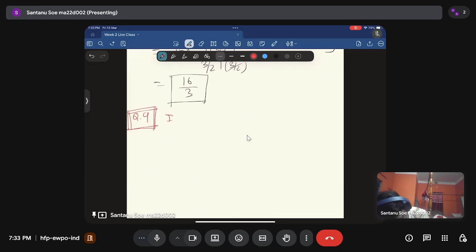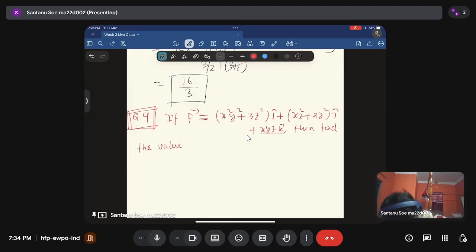Okay, so if the vector field f equals (x square y square plus 3z square) i cap plus (x square z plus 2y square... sorry, x square z plus xy square) j cap plus xyz k cap, then find the value of the gradient of divergence of f at the point (1, 2, 1). Okay.